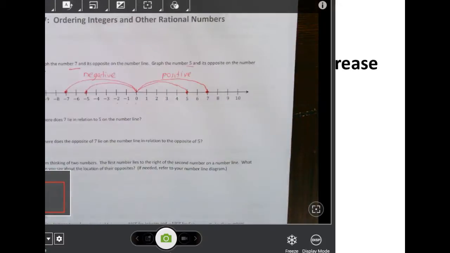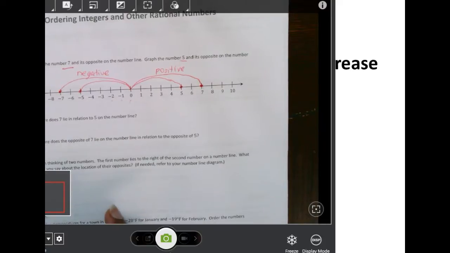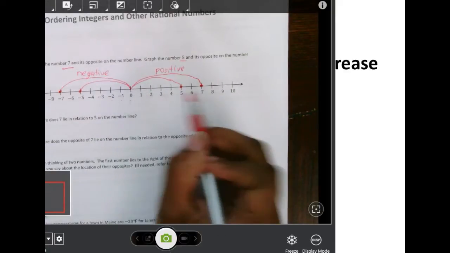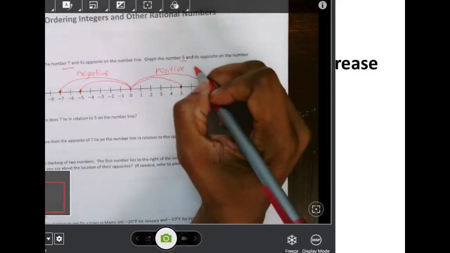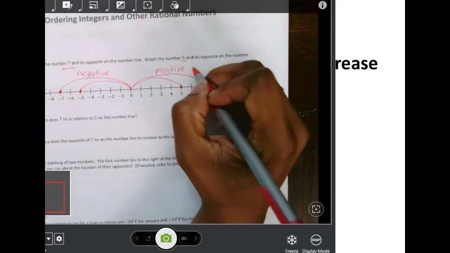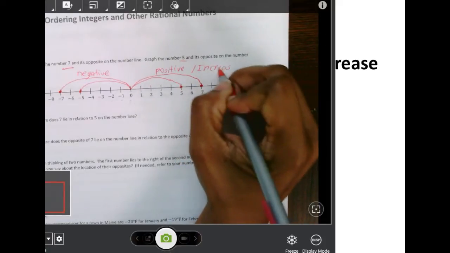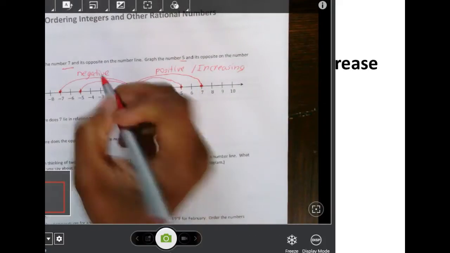Alright, our next question says, where does 7 lie in relation to 5 on the number line? So if we look at the number line, we know that to the right of 0, our numbers are positive and they are increasing. And we know that as we go to the left, our numbers are decreasing.